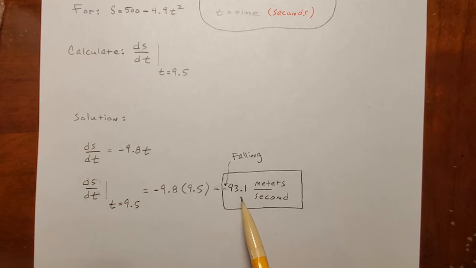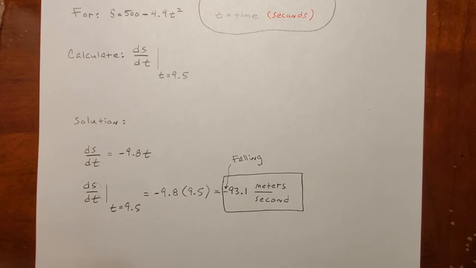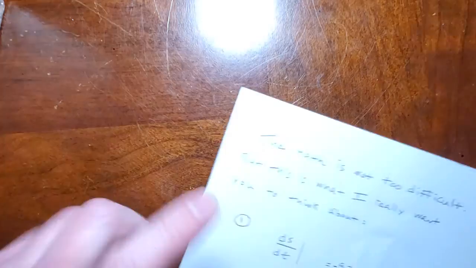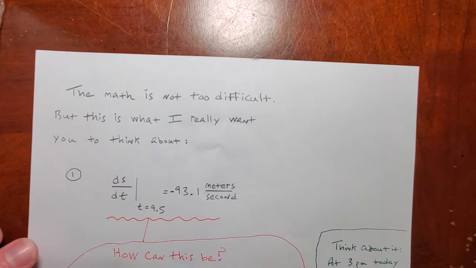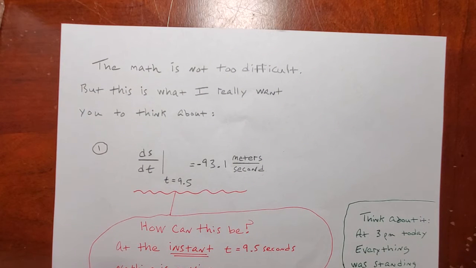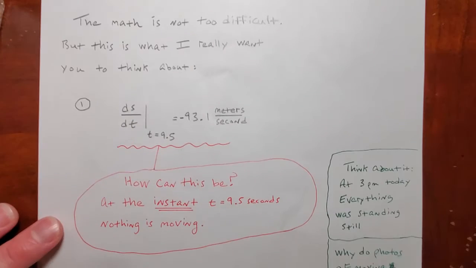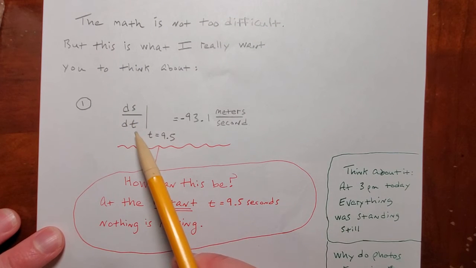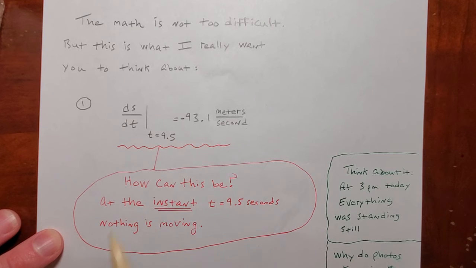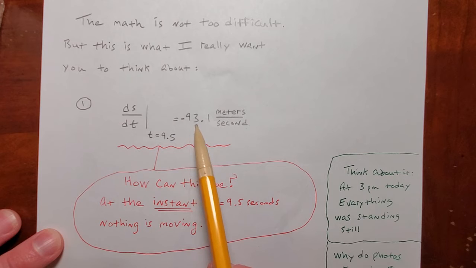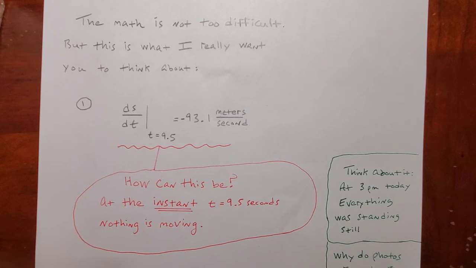It's falling at 93.1 meters per second. Okay? All right. So the math is not too difficult, I would say, but what I want you to think about are a few philosophical questions, finer points of the derivative. So think about this. If I tell you that the derivative of position with respect to time at the instant when t is 9.5 seconds is negative 93.1 meters per second, do you see a little bit of a contradiction in that statement?